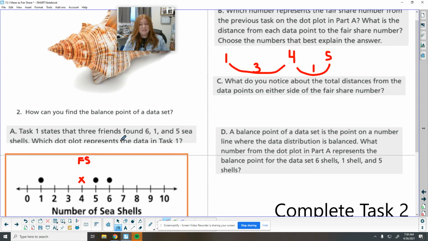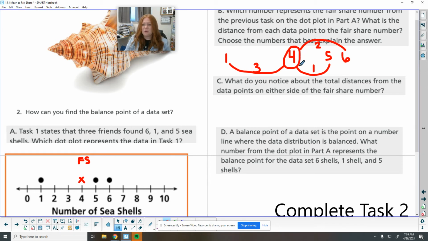You can either subtract those numbers or count over 1, 2, 3. To get from 5 to 4 is just a distance of 1. And then we also have this 6, which is a distance of 2 away. 1, 2. So here are all of the distances to get to that fair share number of 4: 3 away, 1 away, 2 away.